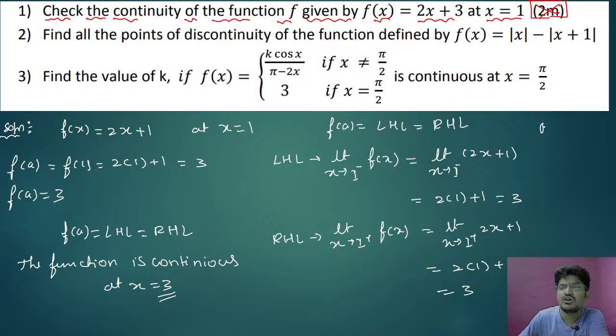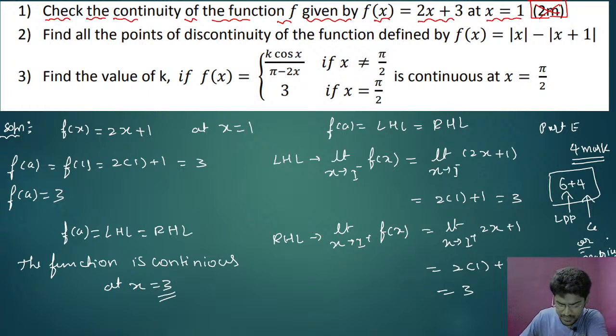Yes, this is the question of part E. That is for 4 marks. So 6 plus 4: 6 will be from LPP and 4 will be from continuity or matrices. That's why yesterday I solved LPP and now I am solving a continuity problem, and in the coming classes I will solve matrices, so that part E will be over for passing package purpose. So we must get 10 marks in part E.